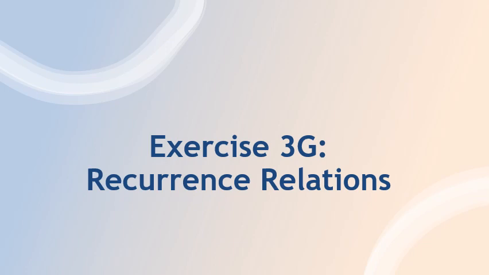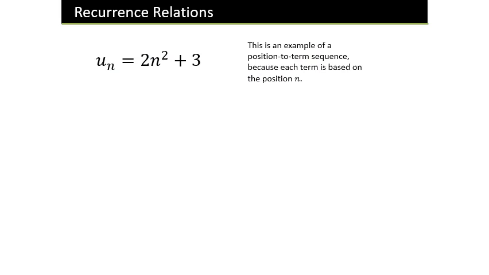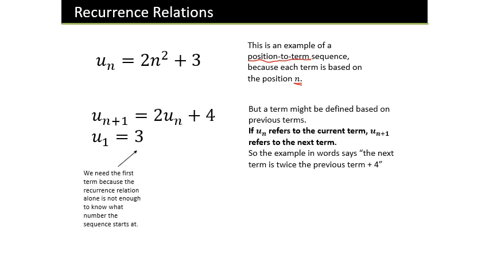Okay, Year 12, today we're going to be looking at exercise 3G, which is on recurrence relations. So to start with, the form of the nth term of a sequence you already looked at is called a position to term sequence, because each term in the sequence is derived from the position. So when you're looking for the second term, you substitute in 2, and the third term you substitute in 3, and so on. But a term might also be defined based on its previous terms in the sequence.